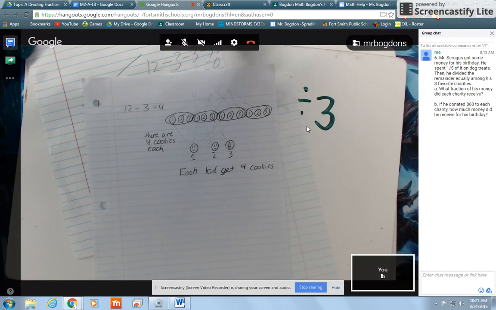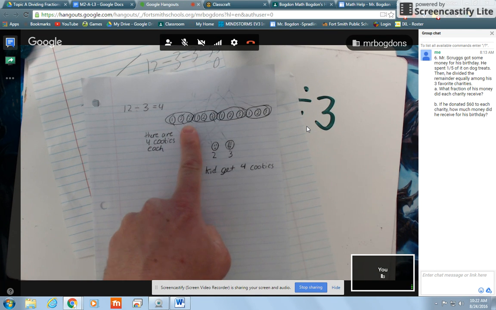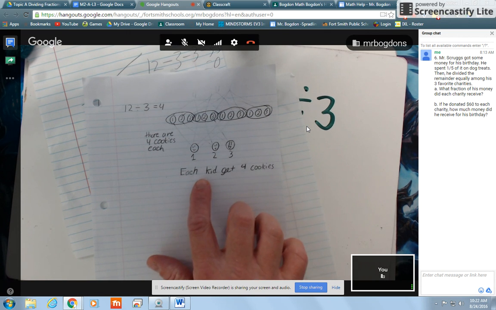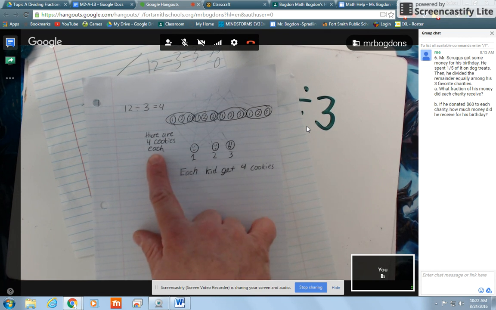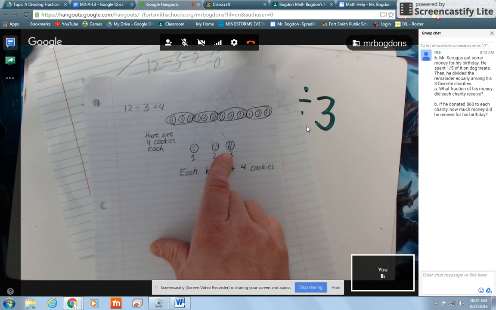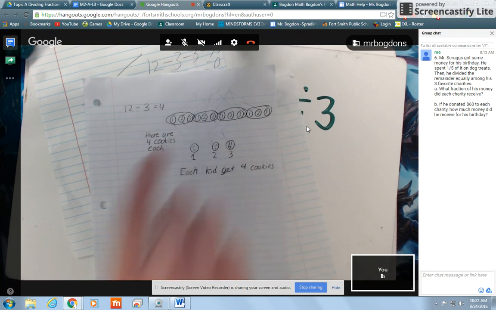Here we have Jamila. She has a lovely model here. She drew 12 circles, and then she started grouping them. 1, 2, 3, 1, 2, 3, 1, 2, 3, 1, 2, 3. So she thought about it in a story context. She says there are 4 cookies each, and then she drew 3 kids. In order to make sense about it, she thought of the 12 as cookies, and then she thought of the 3 as people. So she gave this a bit of a story context. I like that.